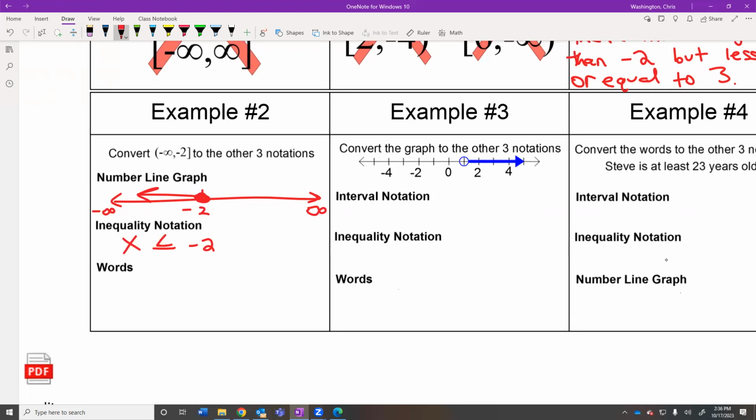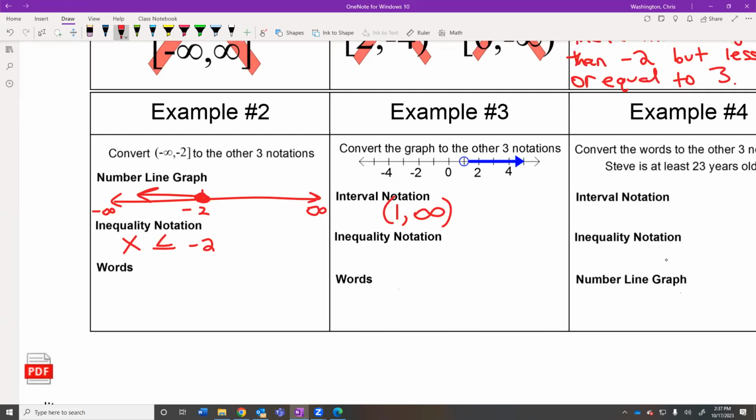Number 3, we're given a graph, has an open dot. Open dot is at 1. We have an arrow pointing to the right. So in interval notation, we're starting at 1. That arrow going to the right represents infinity. Infinity always gets parentheses, because we can't reach infinity. So we can't put a bracket on it. What about 1? We would put parentheses, open dot, parentheses. That means we can get numbers like 1.1, 1.01, 1.0001. Like we can get really close to 1, but 1 is not actually included.